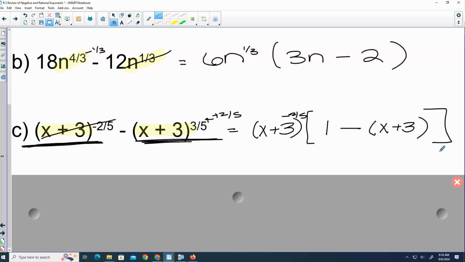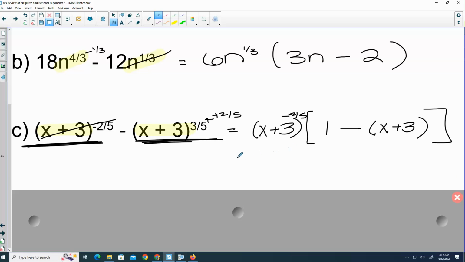Alright, can I clean that up at all? Say inside we probably can. We have x plus 3 and -2/5. We distribute. So we have 1 minus x minus 3, so 1 minus 3 is -2 minus x. So we kind of combine some like terms to clean that up.